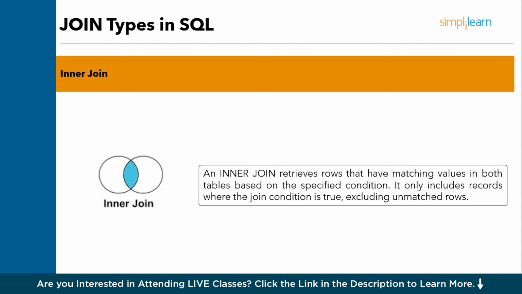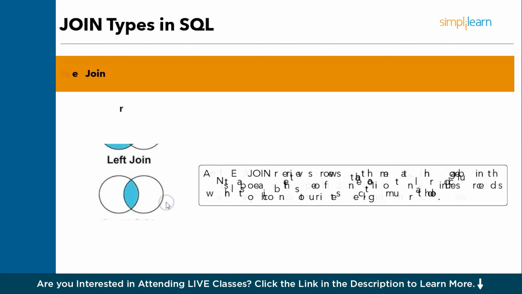So an inner join retrieves rows that have matching values in both the tables on a specified condition. It only includes records where the join condition is true, excluding unmatched rows. So here you can understand this first circle to be table A and the second circle to be table B. Now where it finds a match, that means the common data entries in both the tables are the only ones to be extracted. So that's how an inner join works.